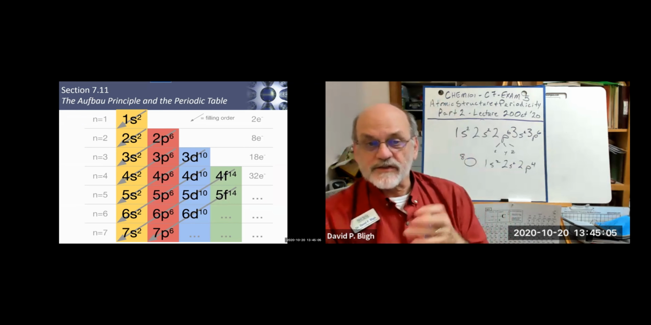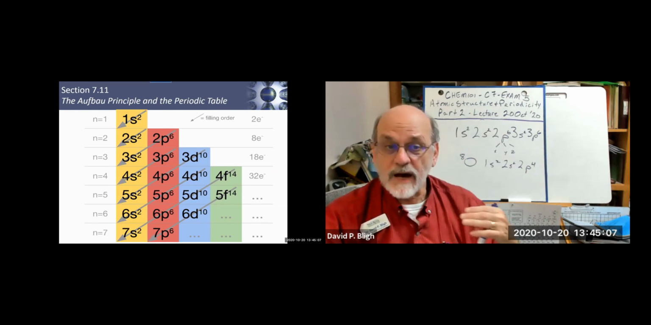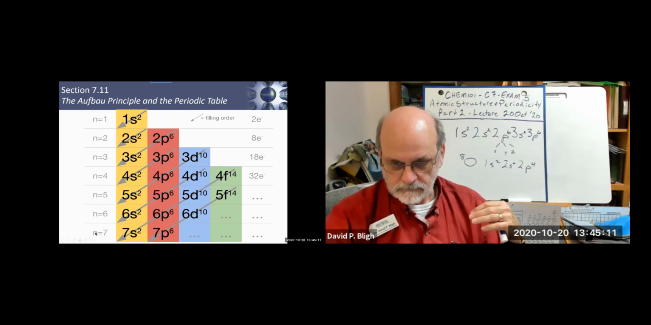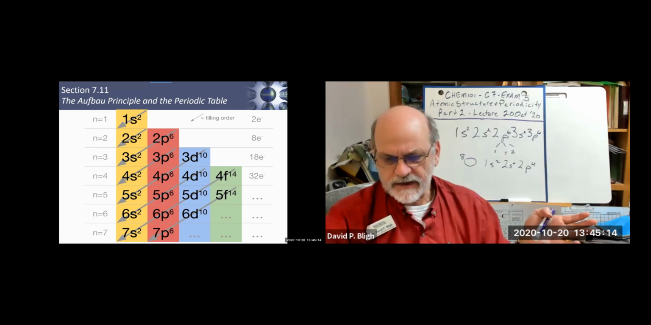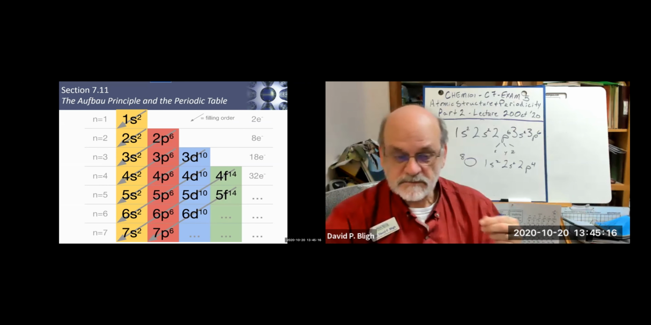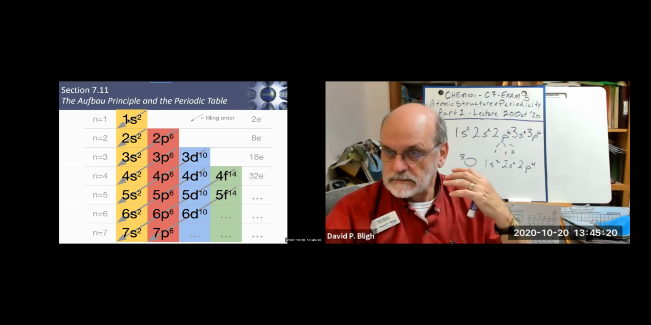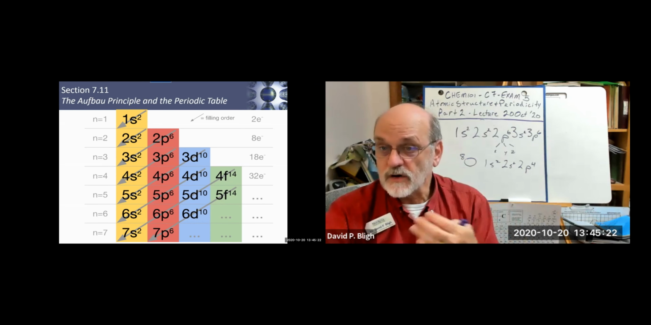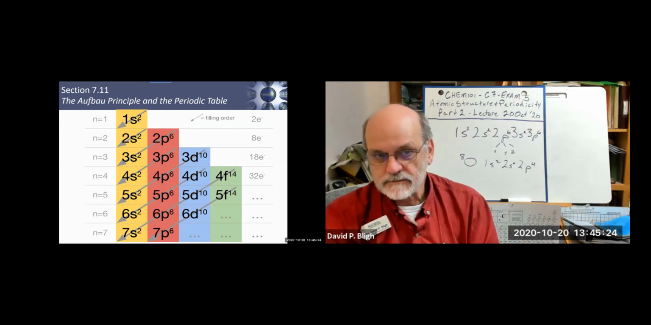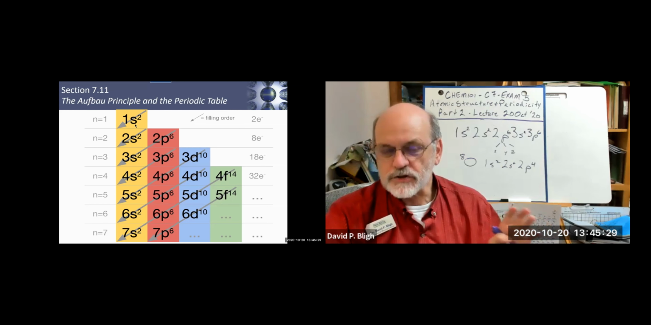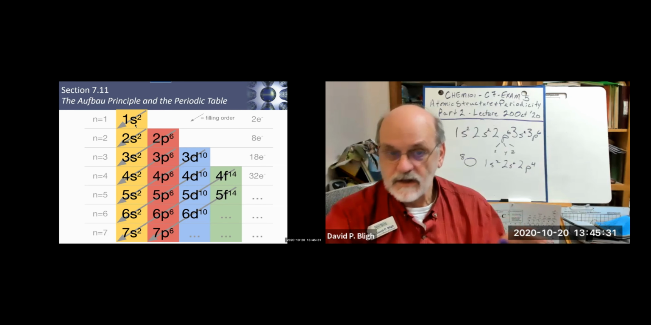So notice the way this chart is set up. From top to bottom is the principal quantum numbers, 1 through 7. That covers everything in the periodic chart. Then you write the possible configurations that are available at those energy levels. For n equals 1, 1s is the only one available. For 2, you've got s's and p's. For 3, you've got s, p, d. Right? For 4, you've got s, p, d, f.